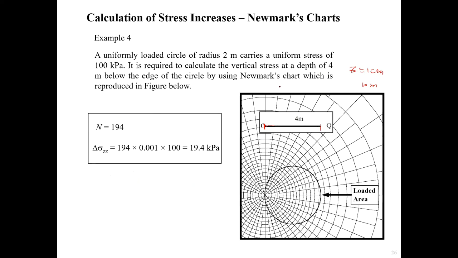But this other length only correlates to the radius of your circular loading. If your diameter is 10 meters, then this OQ will be the same as your diameter. If your radius is 2.5 meters, then you will have to draw half the circle, because here there's 5 meters.